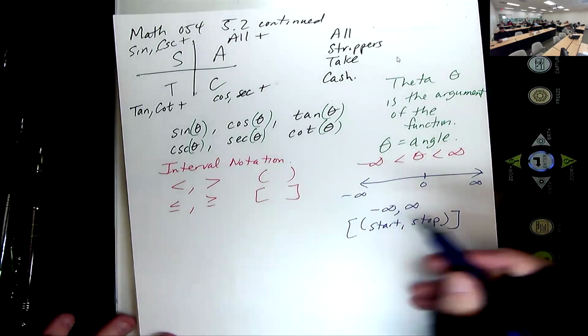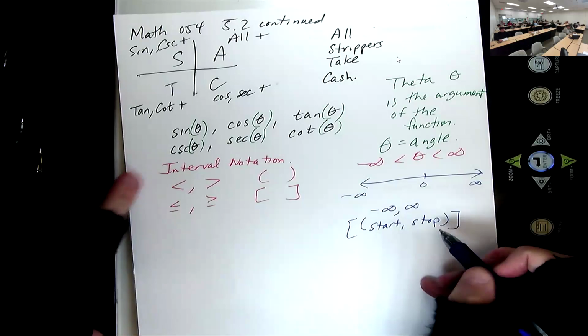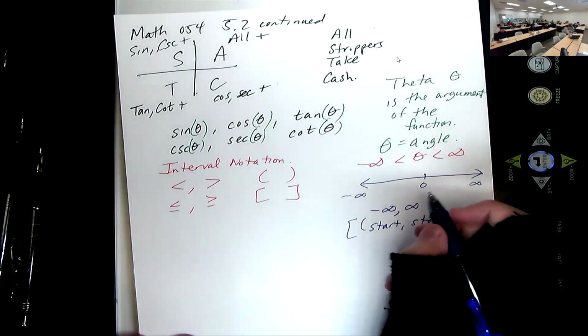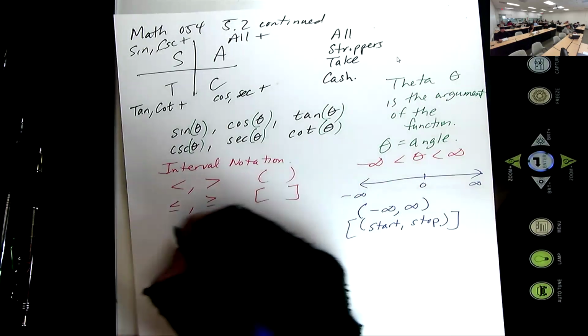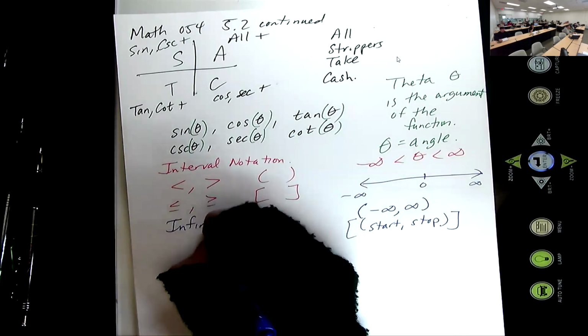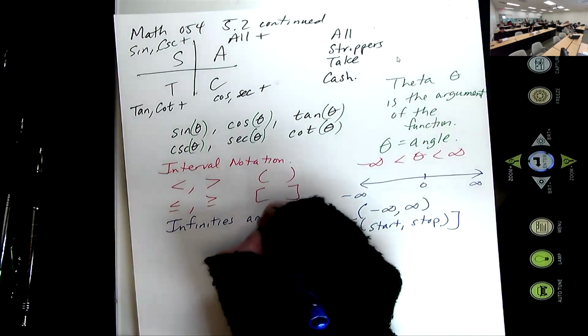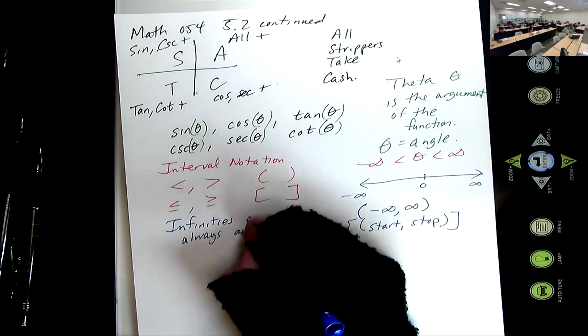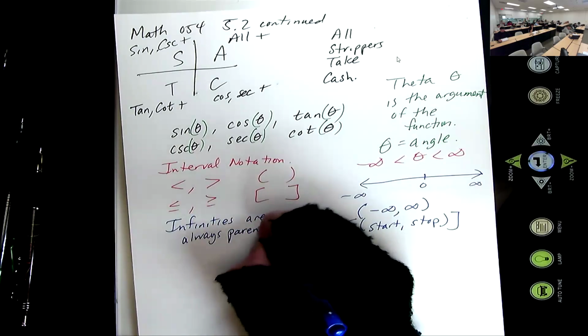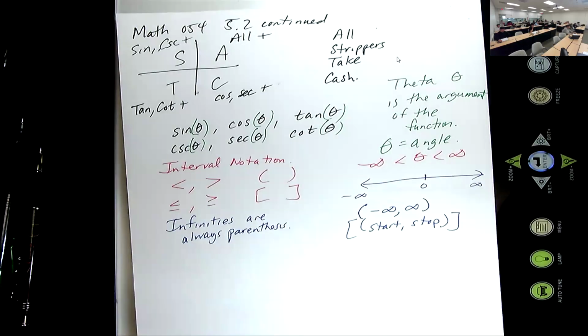If it includes the number, we use the bracket. If it doesn't include the number or has less than or greater than, we use parentheses. Infinities are always parentheses, because they are not a real number. This is hopefully a reminder.